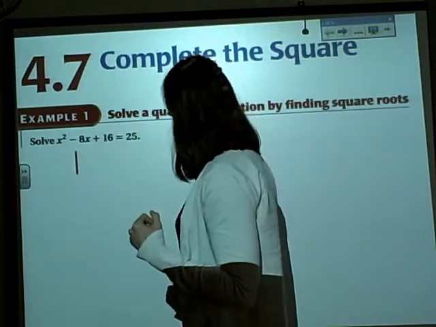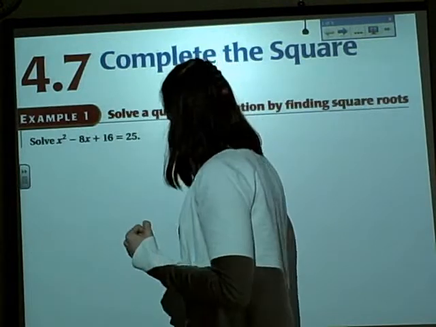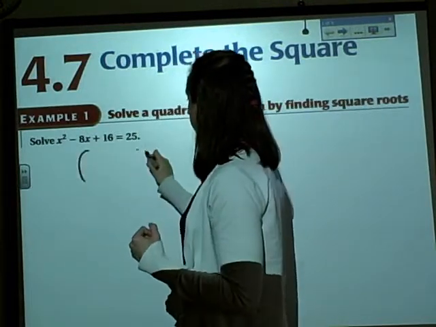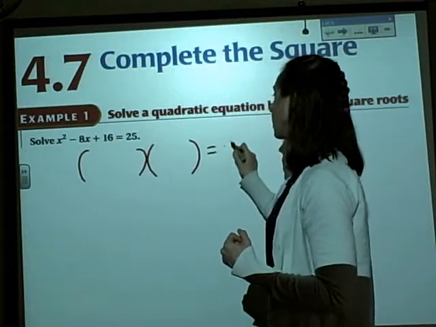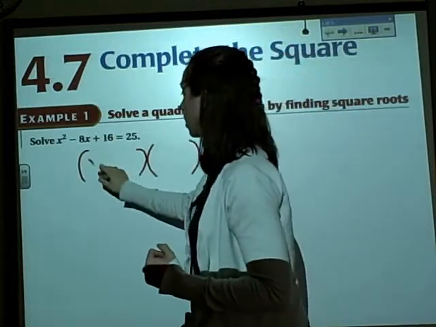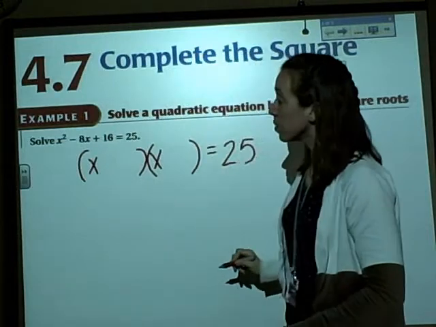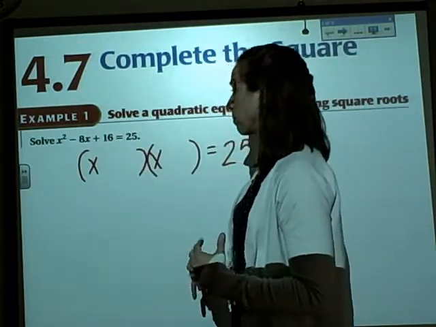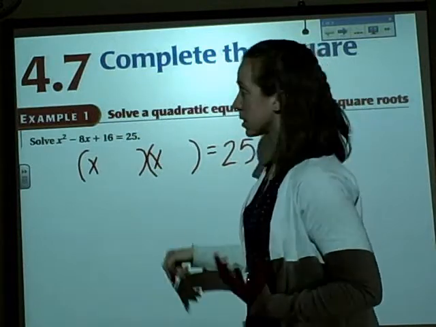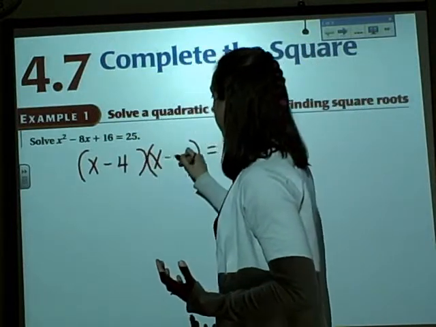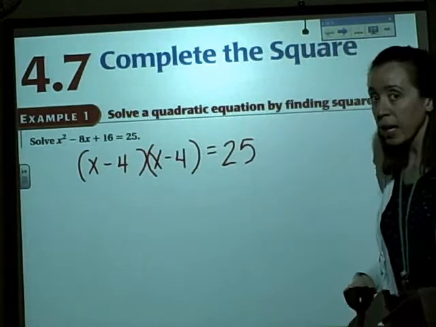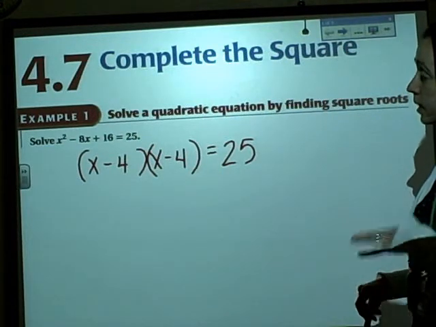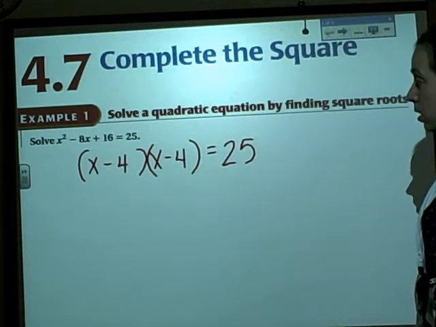Remember, in order to factor, I need to ask myself, do I have two numbers that multiply to be 16 and add to be negative 8? I do. I notice that negative 4 and negative 4 are the only way that I can multiply and get 16 and add to be negative 8.